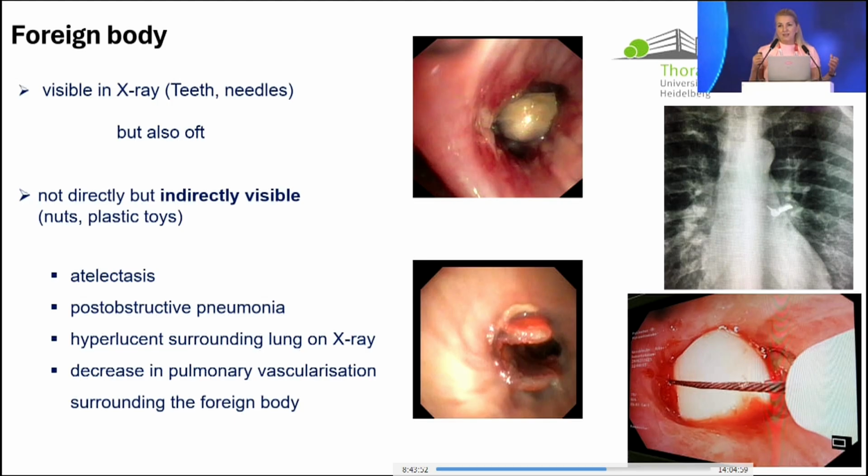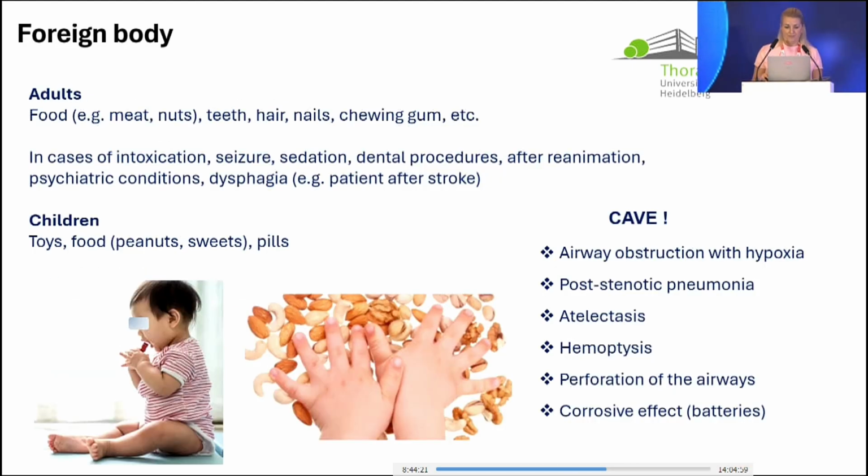What are the hints that we have from these foreign bodies? We might be able to see atelectasis. They are indirectly visible. We might be seeing post-obstructive pneumonia where the foreign body is. We might be seeing a hyperlucent surrounding lung on the X-ray to give us a hint where it might be, and decreased pulmonary vascularization surrounding it. So if the anamnesis fits, then look for these special signs on the X-ray.